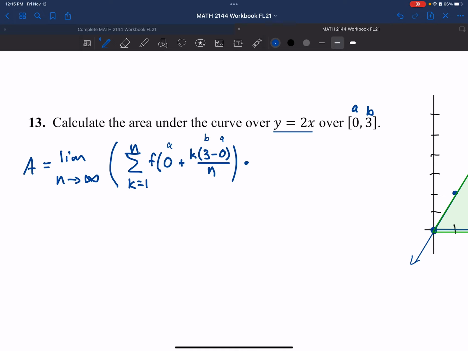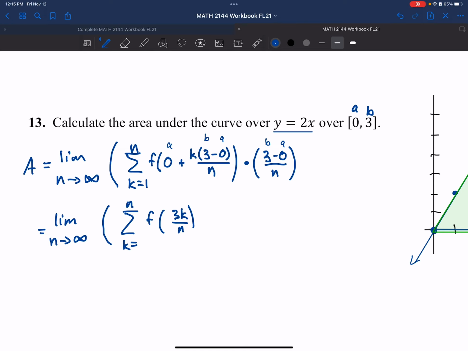Then we have to multiply this by the width. The width of the rectangles is going to be 3 minus 0 divided by n. Again, notice this is going to be b, this is going to be a. So to simplify this, the limit as n goes to infinity, and we're going to sum from k equals 1 to n, so we're going to add up all of our rectangles. This right here is just going to be 3k divided by n, and then we're multiplying this by 3 over n.